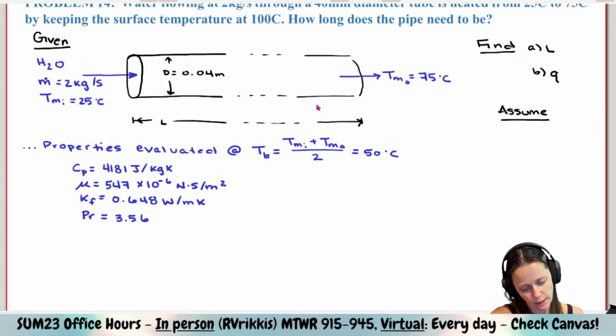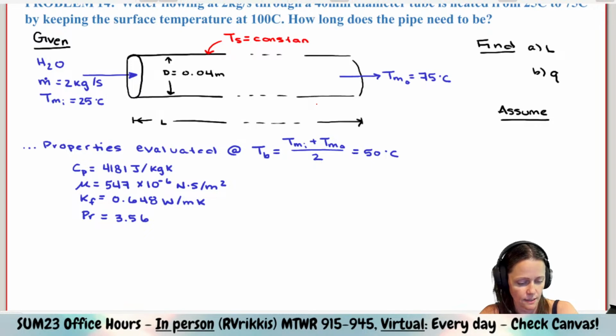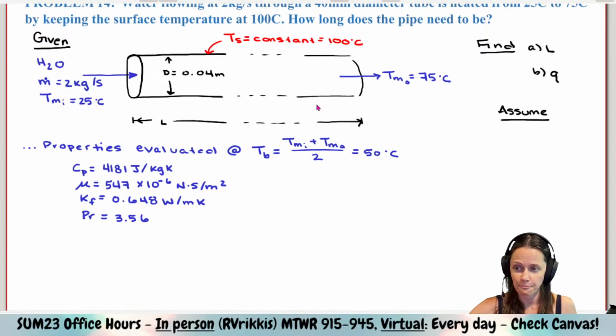I think I need one more thing on my given that I didn't put, and that's that the surface temperature is a constant. And it's a constant 100 degrees Celsius. Perfect.